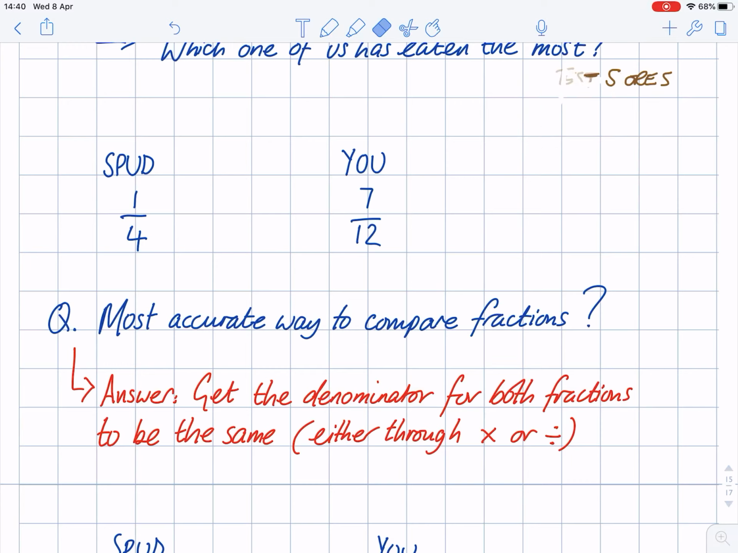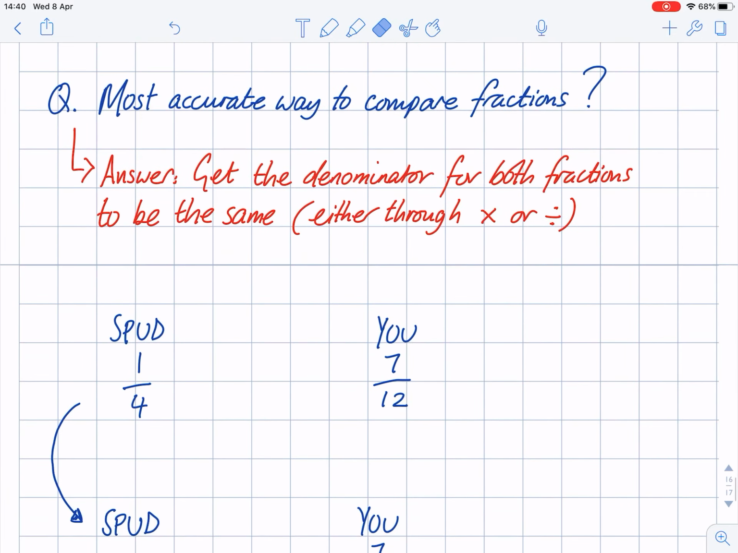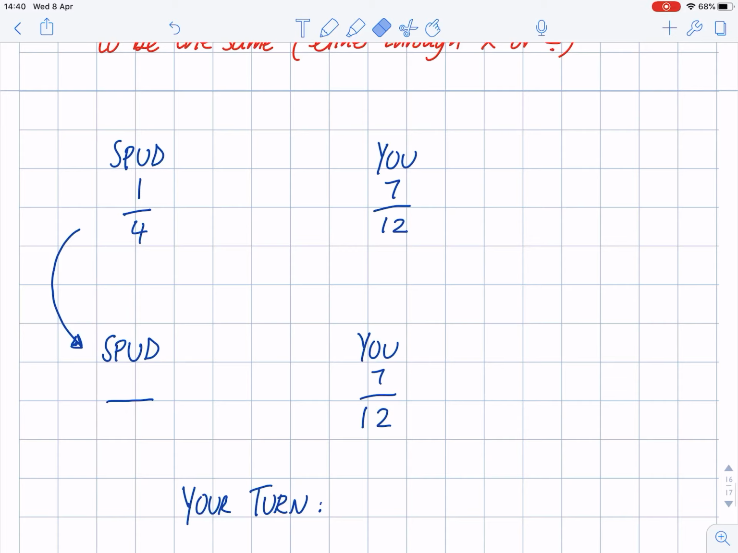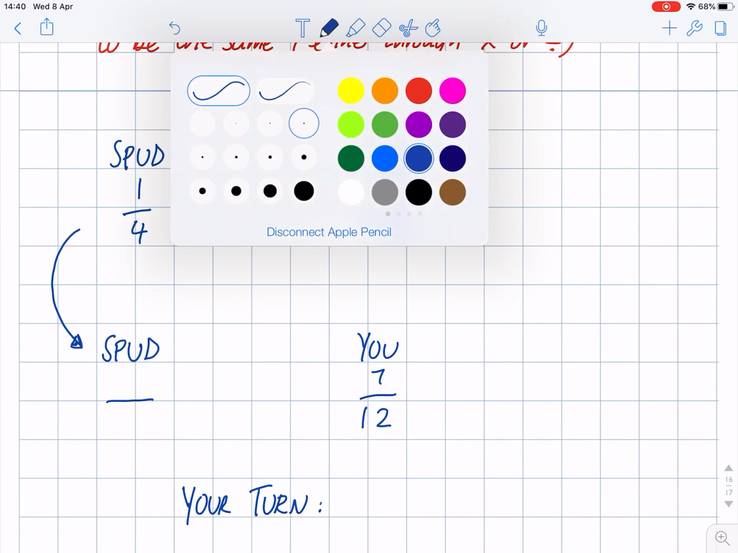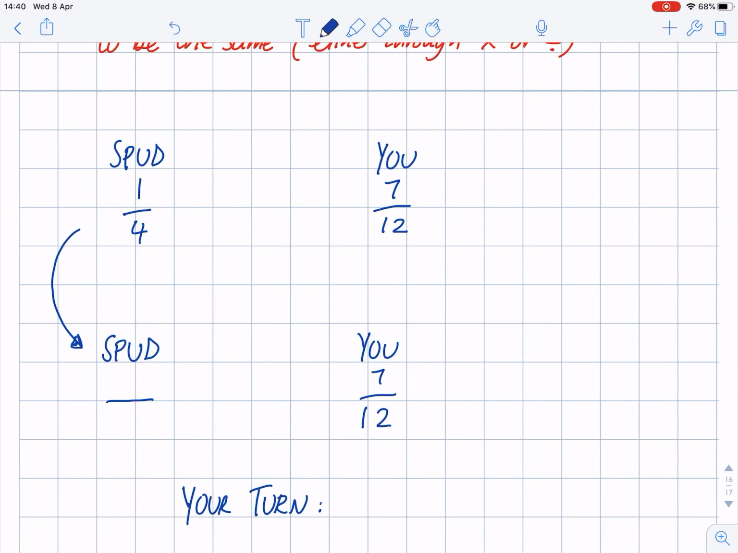So that's what we're going to do now. So you can see here, I've said, right, we've got 1/4 for me and you've got 7/12. So let's think about how can we get my denominator, this 4, to become a 12. And we need to think about it in terms of multiplication and division. So, yeah, you're right. If I multiply my denominator by 3, so if I multiply this 4 by 3, it becomes a 12. Whatever I do to the denominator, I have to do to the numerator. So I also have to multiply this 1 by 3.